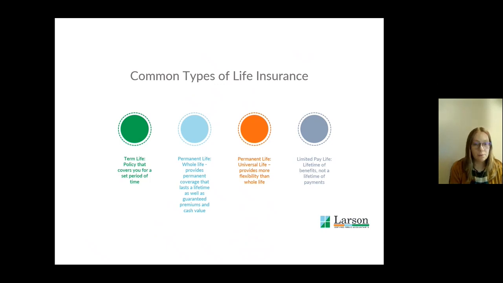Here are common types of life insurance policies. First is term life, a policy that covers you for a set period of time. Usually it's 10, 20, or 30 years. And at the end of the period, if you haven't passed away, it does end. If you pass away during it, you get paid out.